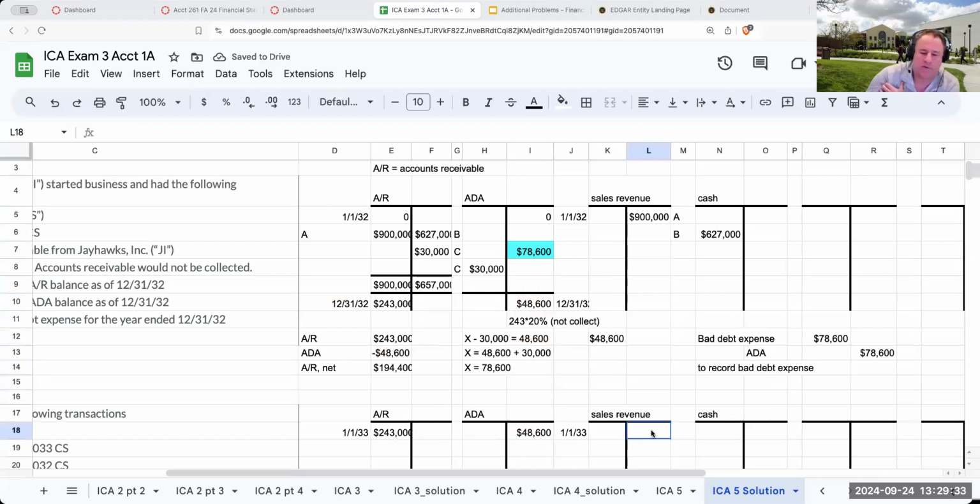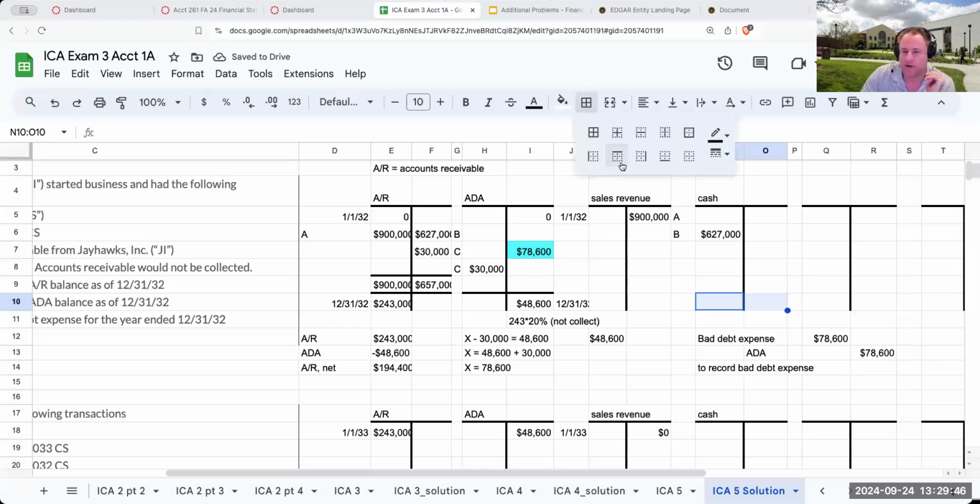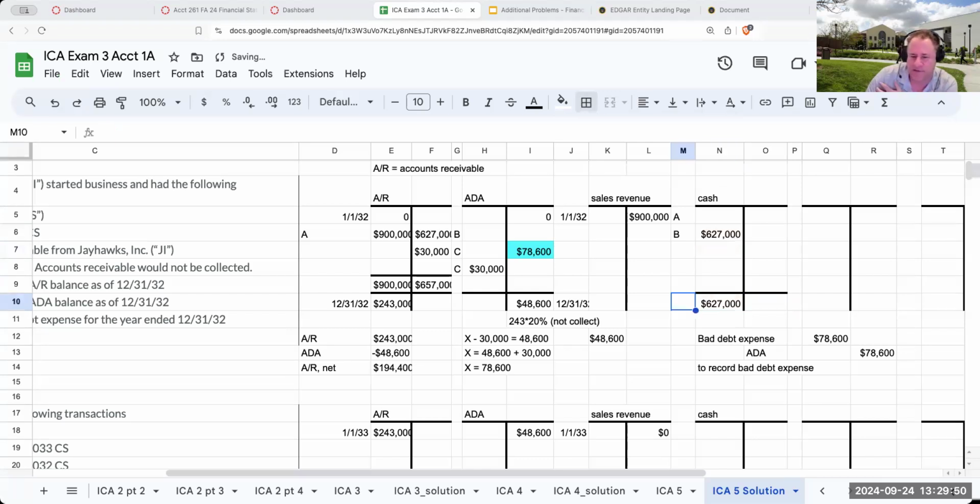My sales revenue would have been closed out to retained earnings. We also close out dividends, but not to sales revenue. So this would be starting out fresh at 0. I could carry down cash. Why not? We don't have to do this because it's not really relevant to any of our questions, but let's just have some fun anyways.